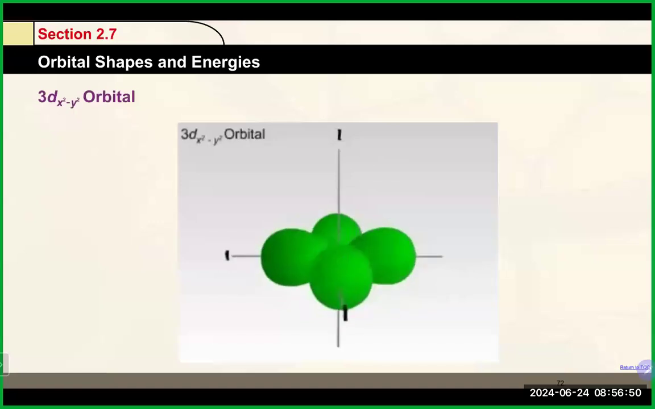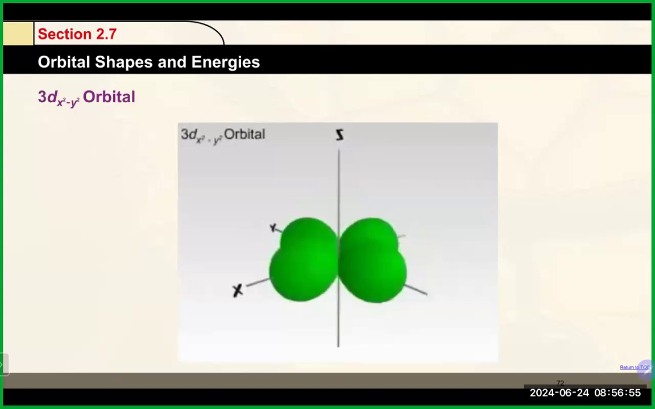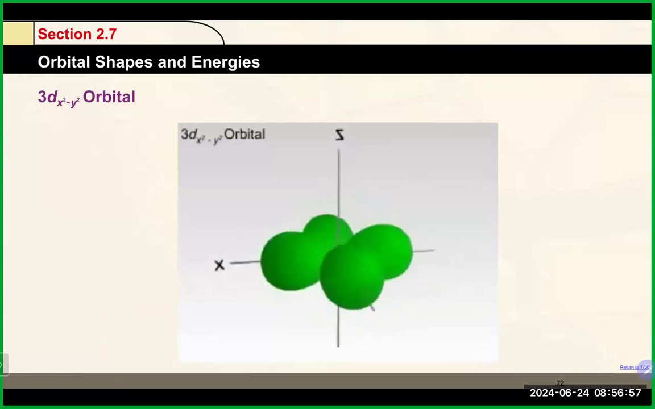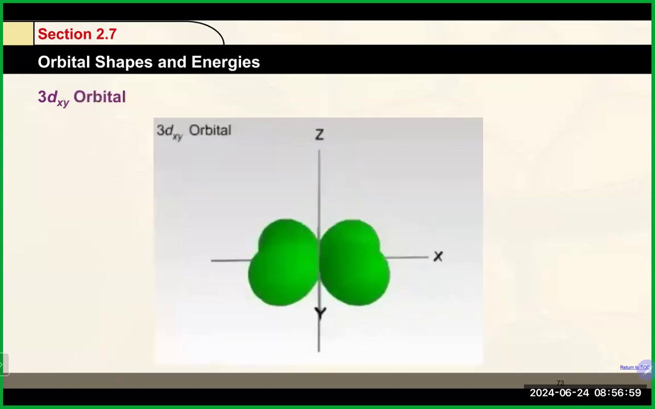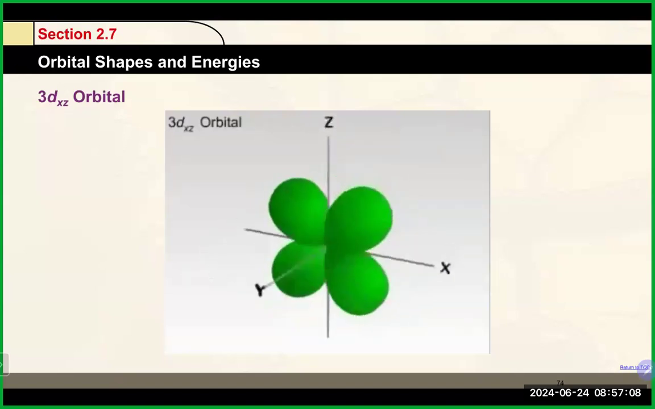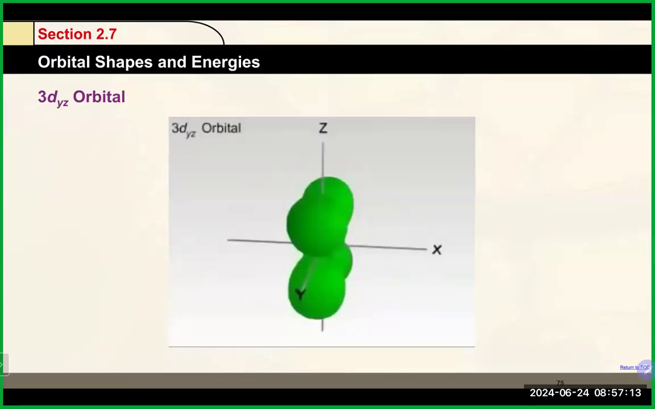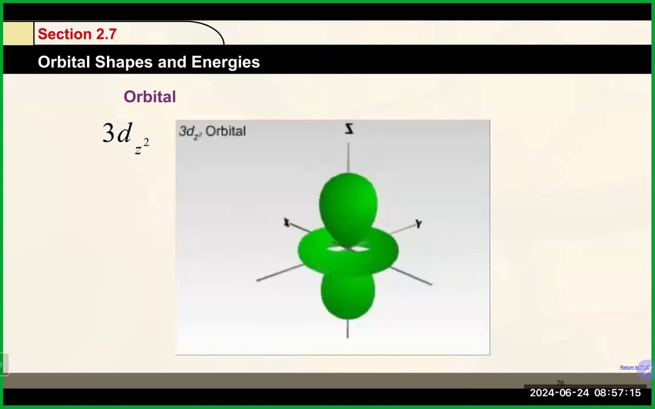And again, here's what they look like. The x squared minus y squared orbital has a cloverleaf shape that lies in the xy plane and is aligned along the x and y axes. And again, the 3dxy orbital is pretty similar. The dxz orbital has a cloverleaf shape that lies in the xz plane and bisects the x and the z axes. The 3dz squared orbital is shaped like a pz orbital with a donut of electron density around the center. It is aligned with the z axis.